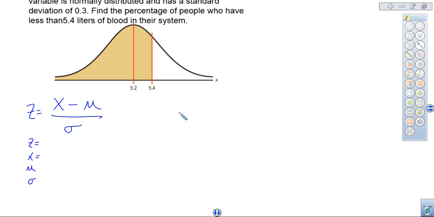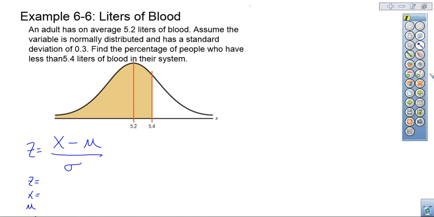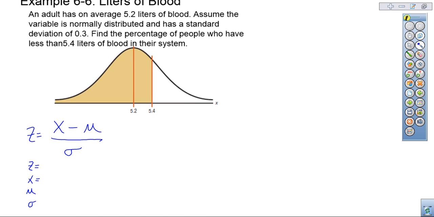All right, so let's go ahead and read through this one real quick and see what we got. The normal average, an adult has on average 5.2 liters of blood. So there's a number, average is the description. We go down our list right here and we get 5.2 liters. Assume that the variable is normally distributed, so there's that statement. That statement right there is the one that specifies this is normally distributed, therefore you can apply the properties of the standard normal distribution curve. It has a standard deviation of 0.3.